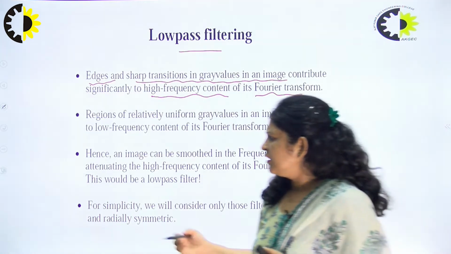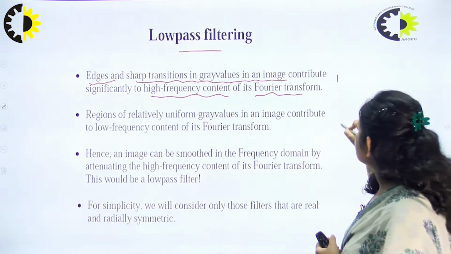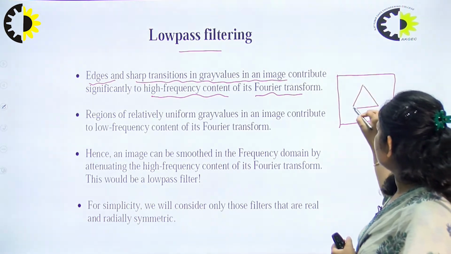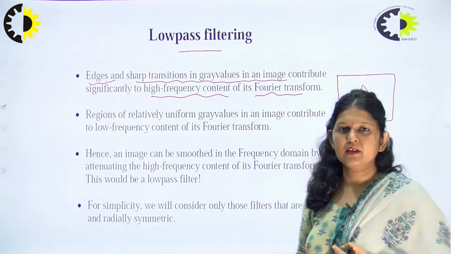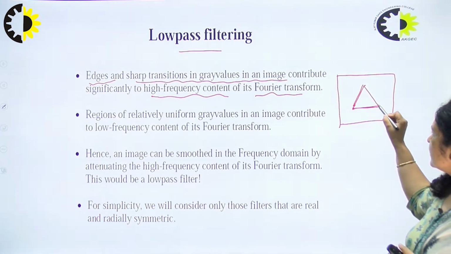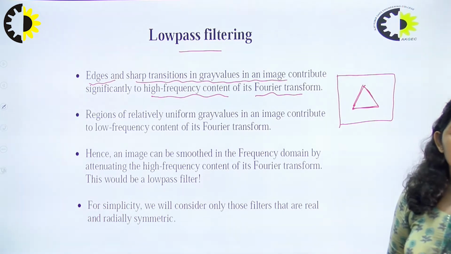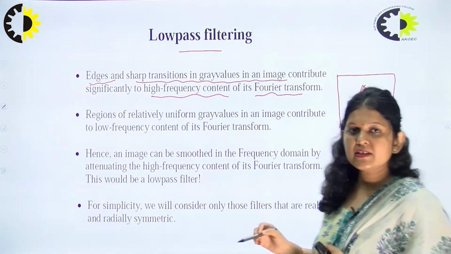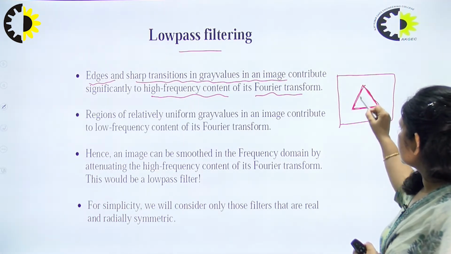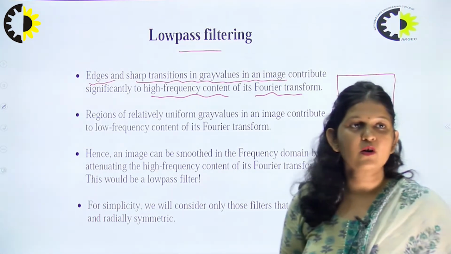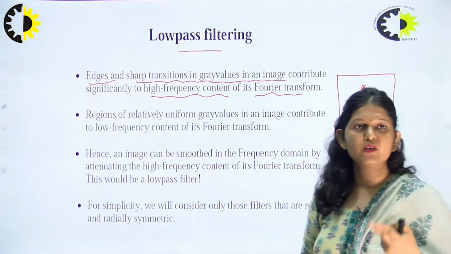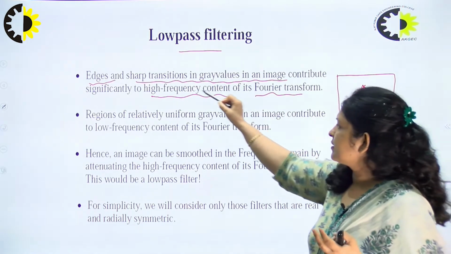Now what is this? Let's see, this is an image, say, this triangle is a simple object I am taking in the spatial domain. The boundaries of this particular triangle represent the edges of this object. So these edges are represented in the frequency domain using the high frequencies.